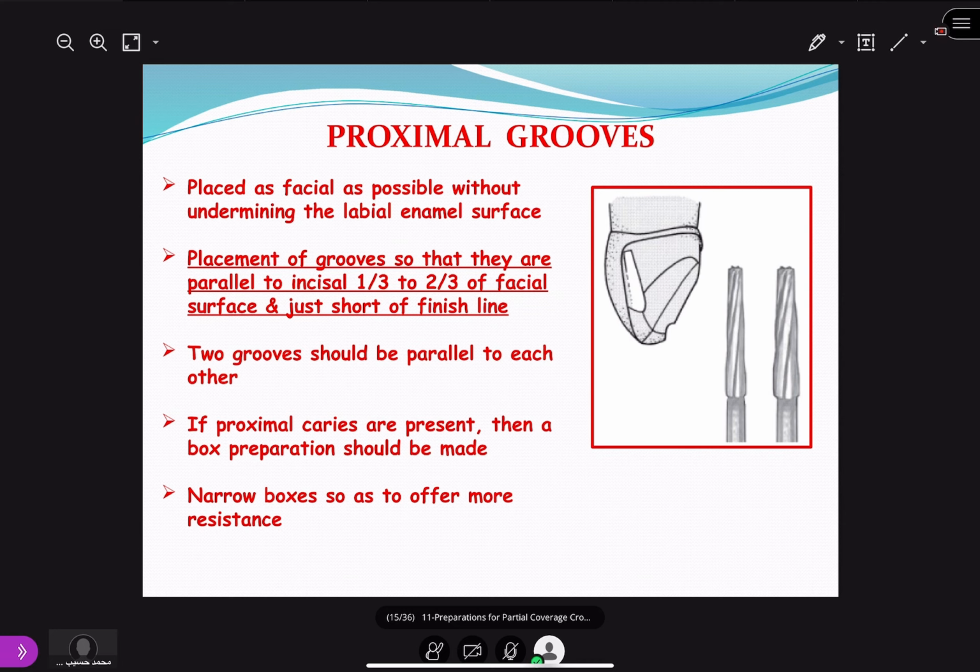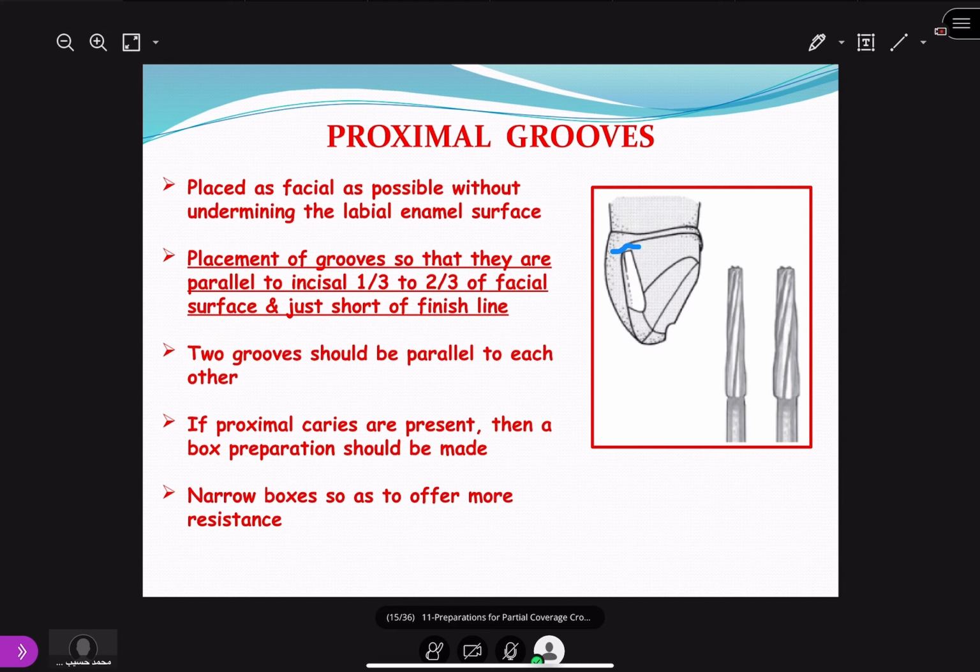So this is the important point. You see, this groove is finished 0.5 millimeter above the finish line. So you make this proximal groove. For this proximal groove, we are using a flattened tapered diamond bar. So the two grooves should be parallel to each other.